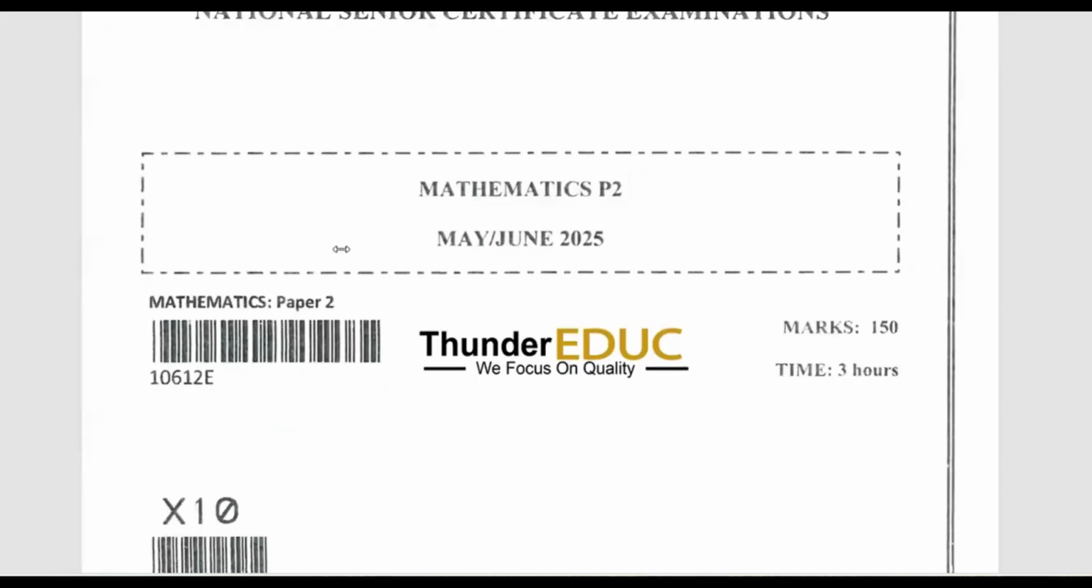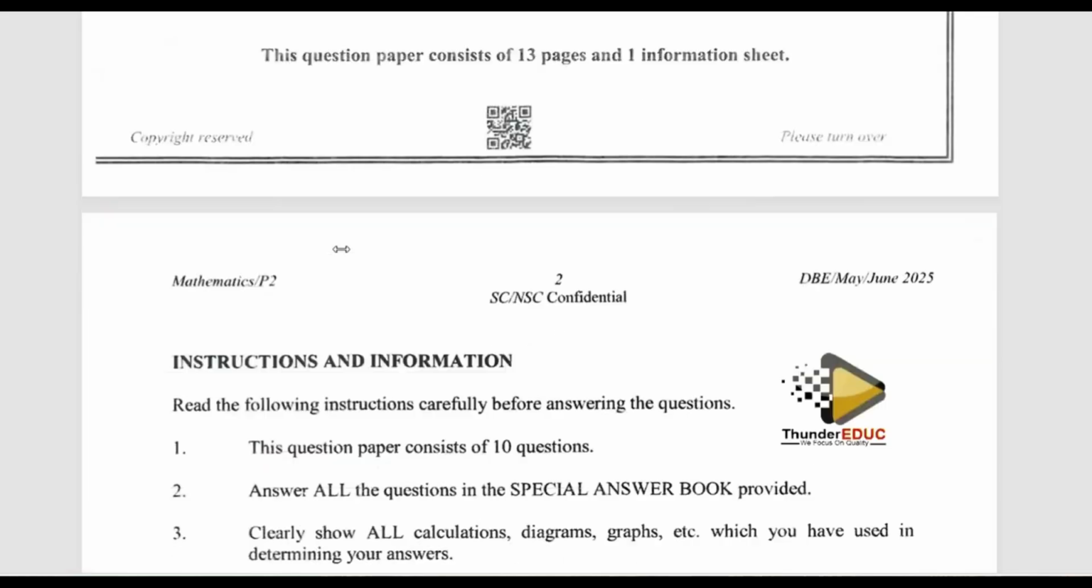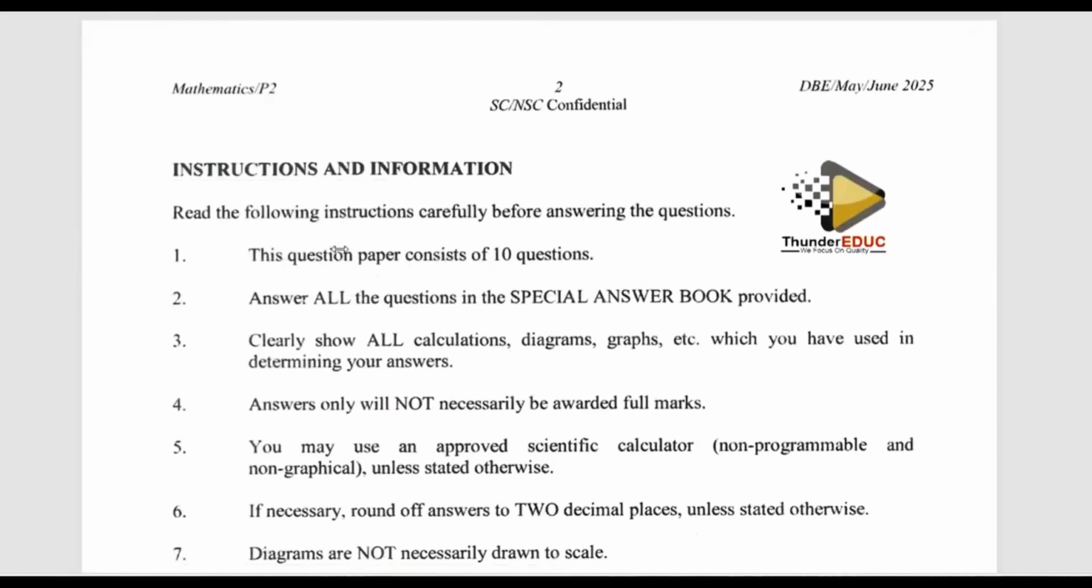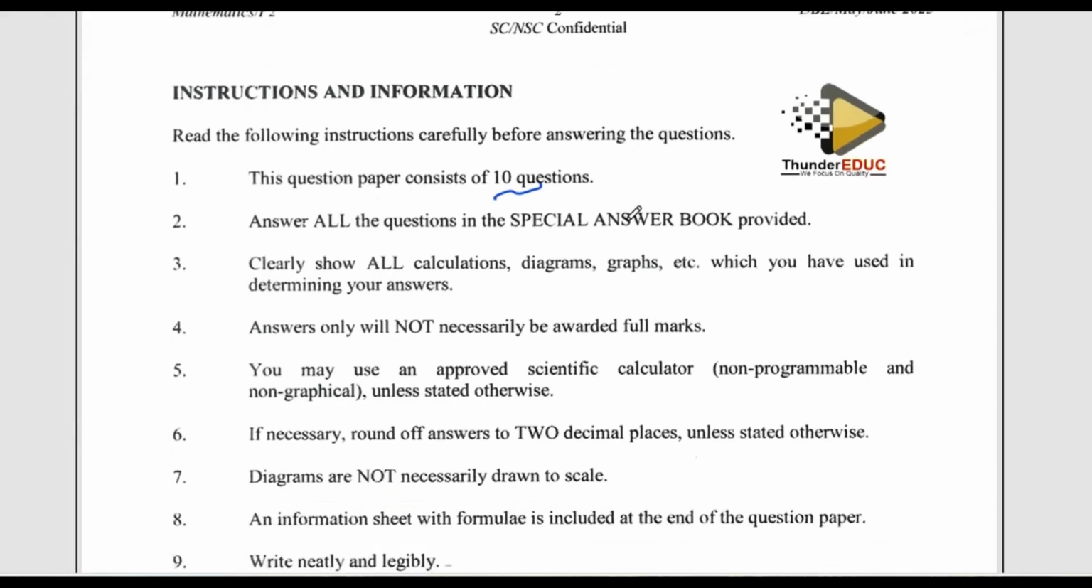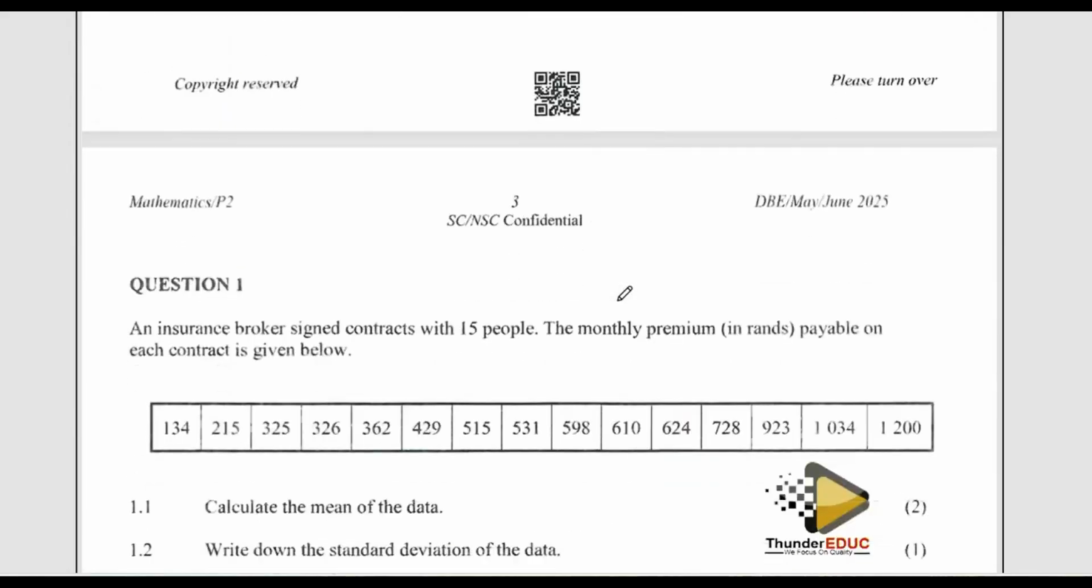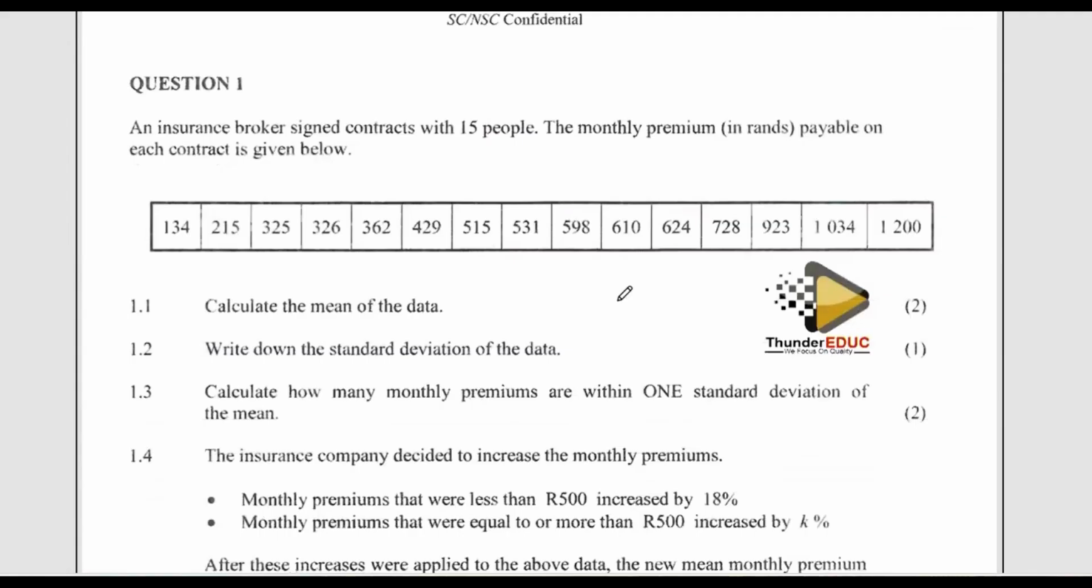So the paper is 3 hours. For the instructions, we have 10 questions this time around, unlike Paper 1 that had 11 questions. There's a special answer book, and you must show diagrams and so on. Those are the instructions. We have to do everything. Then Question 1 is statistics, which most people call data handling.